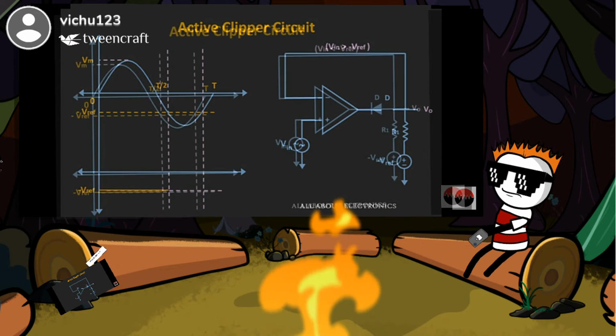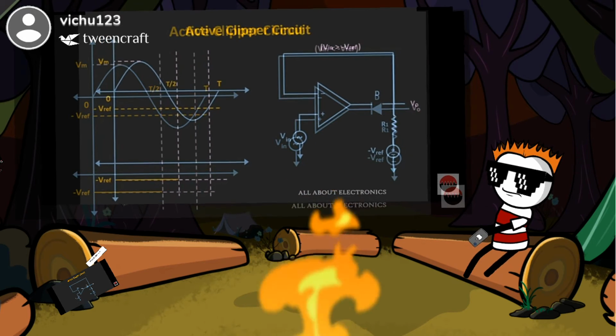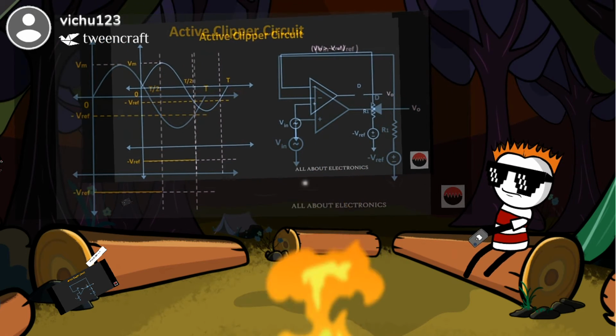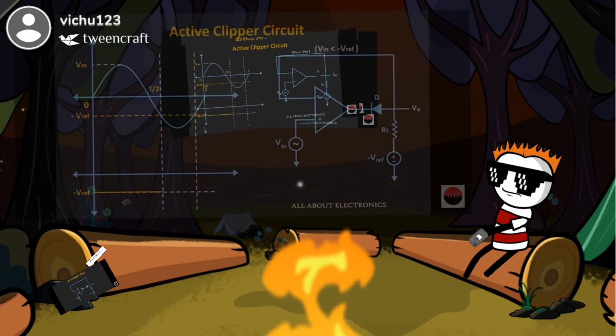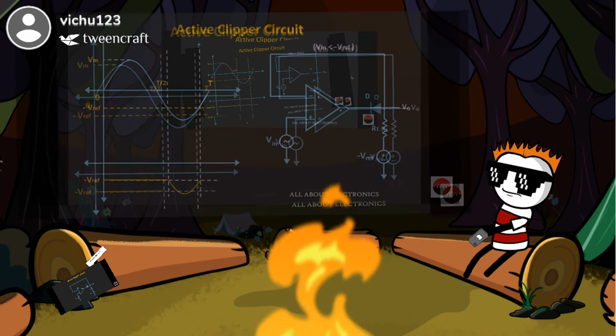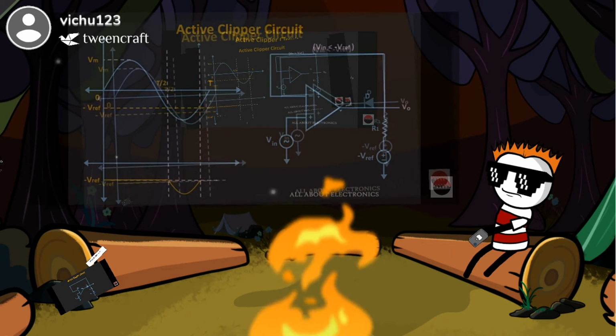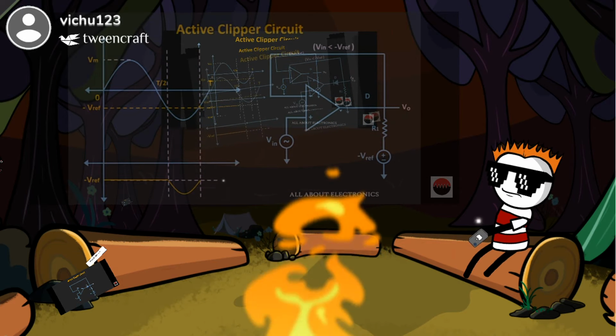After this, we have V reference, which is greater than the input voltage. As usual, we get the output of the op-amp as minus Vsat. So the diode acts as a short circuit. When the V reference is greater than the input voltage, the diode acts as a short circuit, and the output voltage is equal to the input voltage.